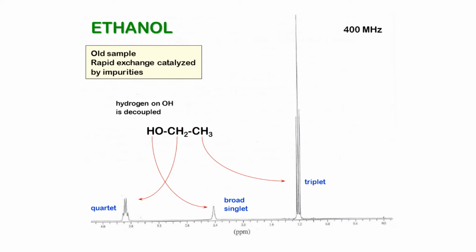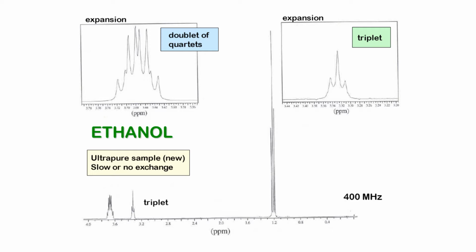Next, we will look at pure ethanol. In an old sample of ethanol, rapid exchange catalyzed by impurities results in a broad singlet for the hydrogen on OH, while the other hydrogens show a quartet and a triplet. In an ultrapure sample of ethanol, slow or no exchange results in a clear triplet for the OH hydrogen, without the broad singlet seen in the old sample.